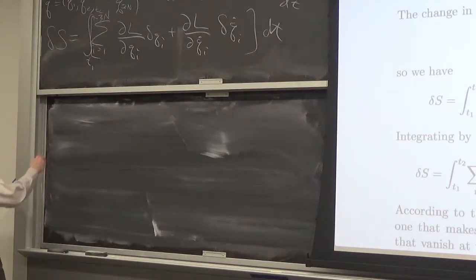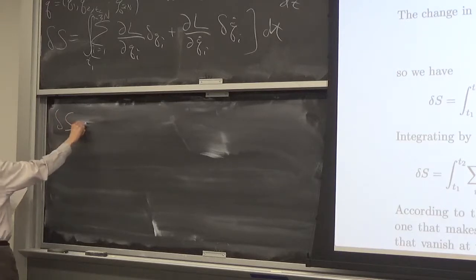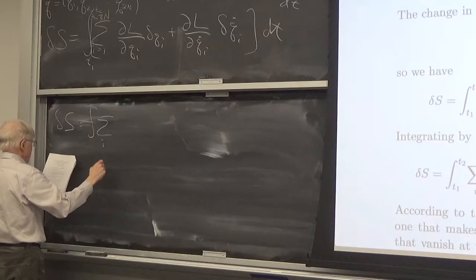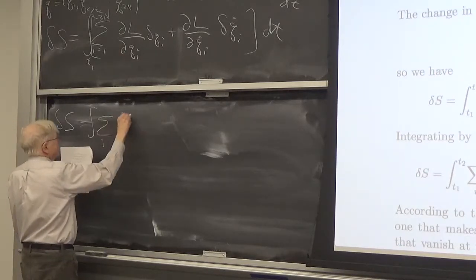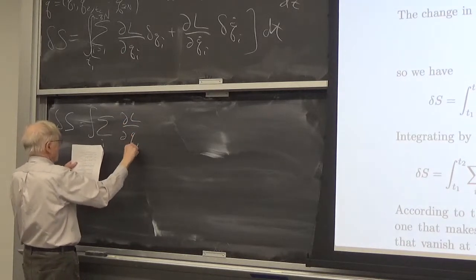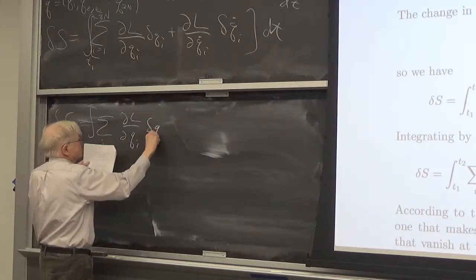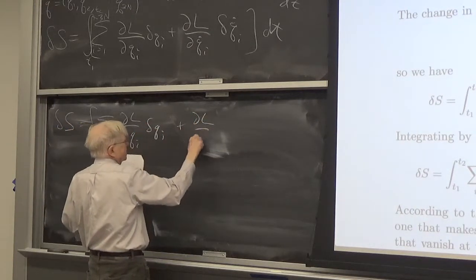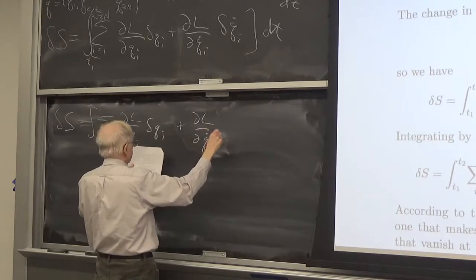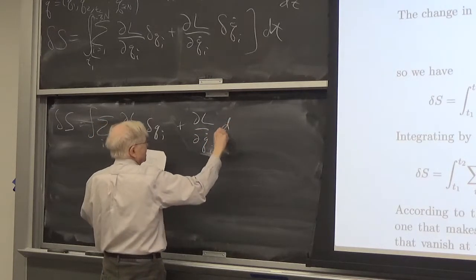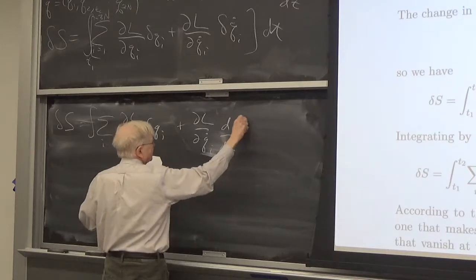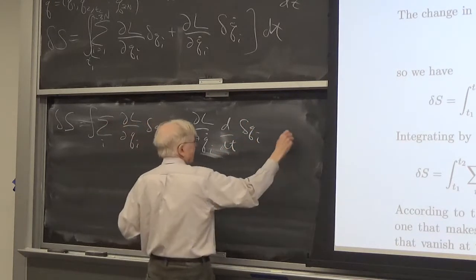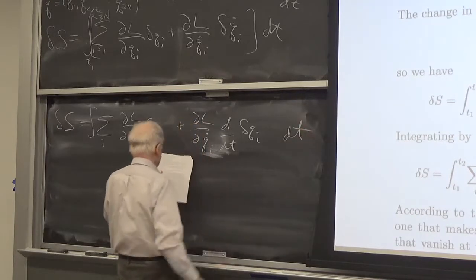So the change in the action then is an integral and a sum over i, and it is partial L, partial Qi, change in Qi, plus partial L, partial Qi dot, time derivative of the change in Qi, and all of that integrated dt.